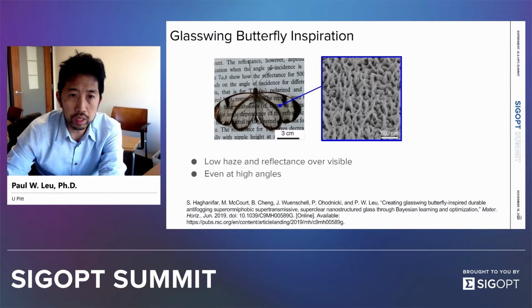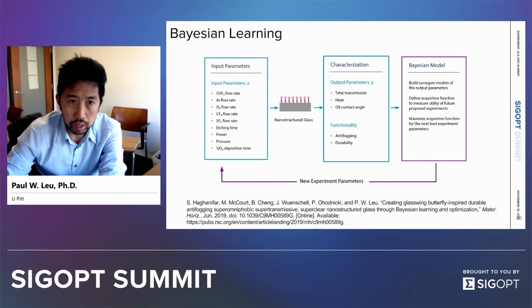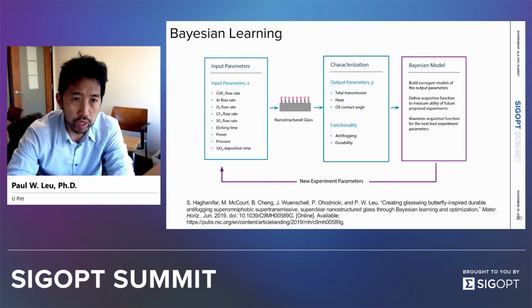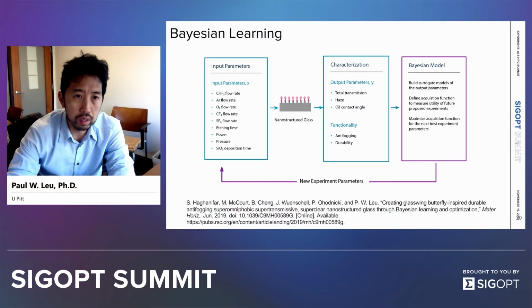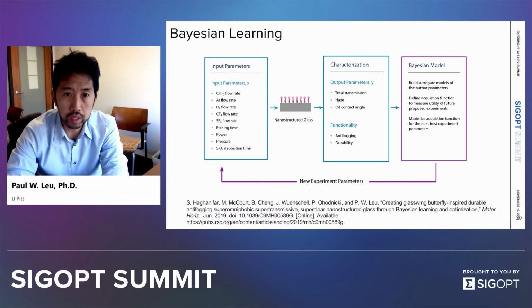So as I mentioned, the Glasswing butterfly wing is inspiration for making these types of structures. And we made these structures using a reactive ion etching process. So this is a high dimensional input parameter space. You have a variety of different types of gases, different processing conditions such as the etching time, the power of the etching, the pressure in the chamber, as well as the deposition of silica.